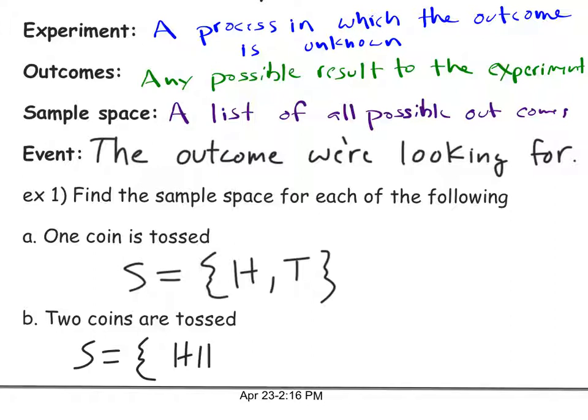If you do two of them, you could get heads on both. Heads on the first, tails on the second. Tails on the first, heads on the second. And yes, we do have to think about both of those as separate outcomes. Okay? And tails, tails.